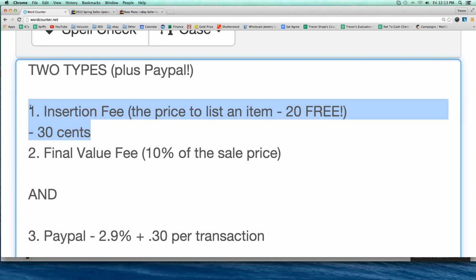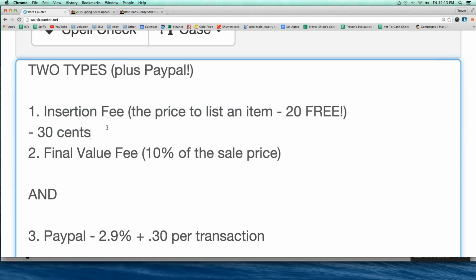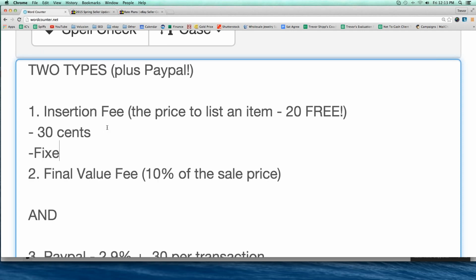And this type of fee, it doesn't matter if you sell the eBay item or not, you're going to get hit with this fee. So that happens no matter what. Now, there's a couple of different kinds of ways that you could list something. You could do what's called a buy it now, or what's called a fixed price. So I'll write that right here. Let me just make a note.